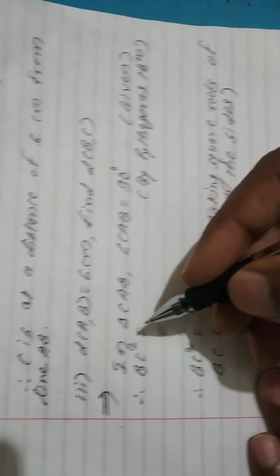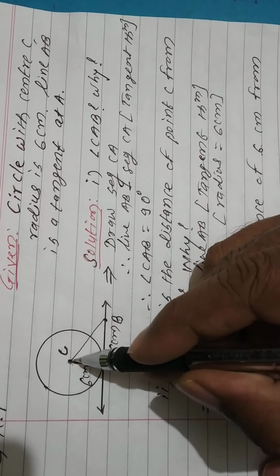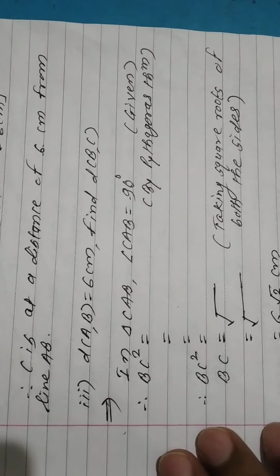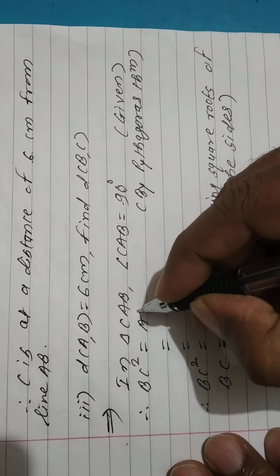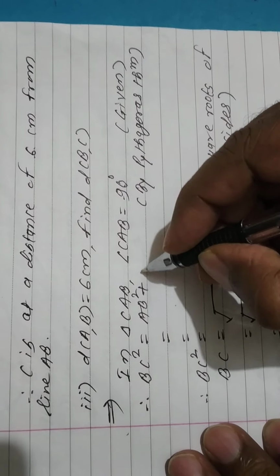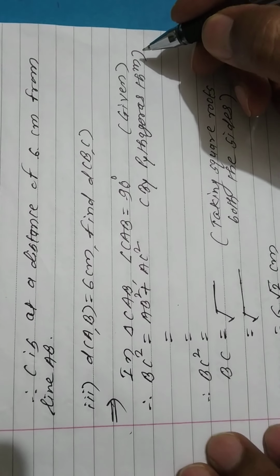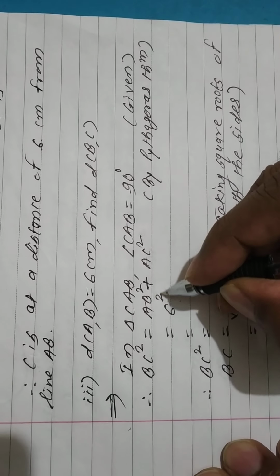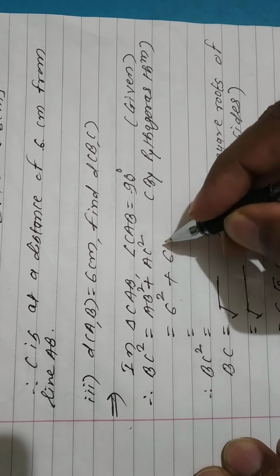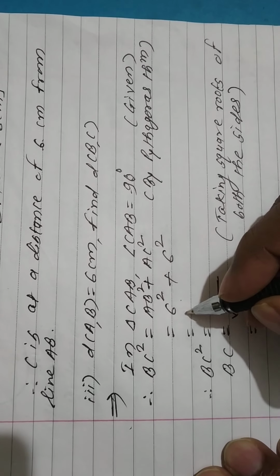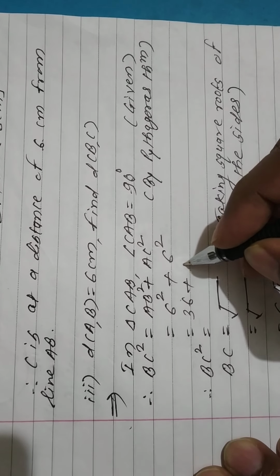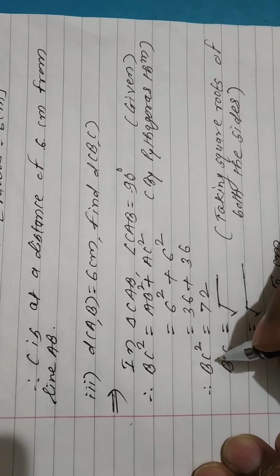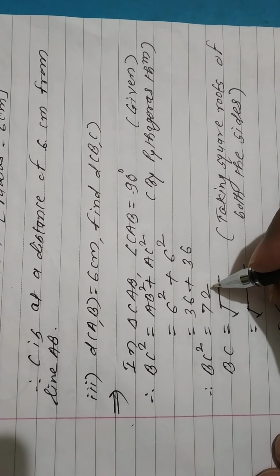Therefore, using Pythagoras theorem, BC square is equal to AB square plus AC square. I write here BC square is equal to AB square plus AC square by Pythagoras theorem. Substitute the values. 6 its square plus AC also 6 its square. 6 square is 36, 6 square is 36, sum is 72. Therefore BC square is equal to 72.